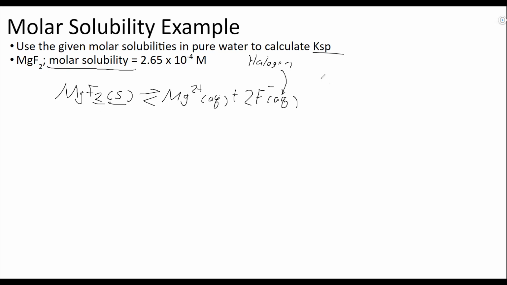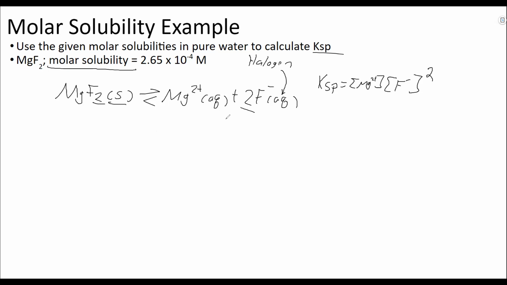The next thing we should do is write out our KSP expression. It is products over reactants. So Mg2+ times F- squared. Remember, we don't actually have MgF2 because that's a solid, so it's not in the equilibrium expression. And for the 2F-, this 2, or any number in a reaction, any stoichiometric coefficient, becomes an exponent in the K expression. Right. So now we have to solve for molar solubility.